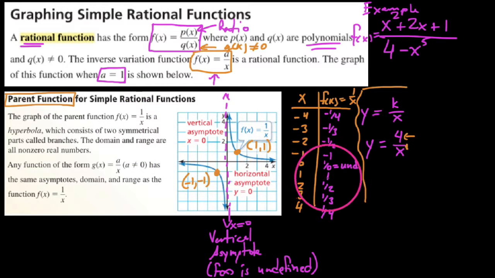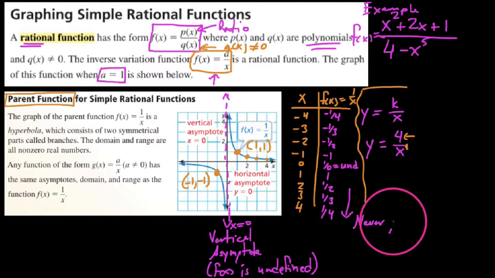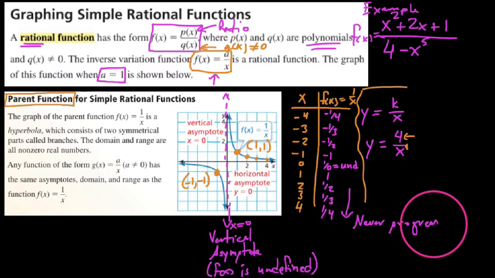So going from (1, 1), you notice that at 2, we go to a height of a half. At 3, we go to a height of a third. At 4, we go to a height of a fourth. As we continue to go to the right, these values are going to continue to get smaller and smaller, but they never reach 0. So maybe we make a note here: never progress to 0. This is a truth. But what this implies is that we have a horizontal asymptote on our graph at y equals 0.